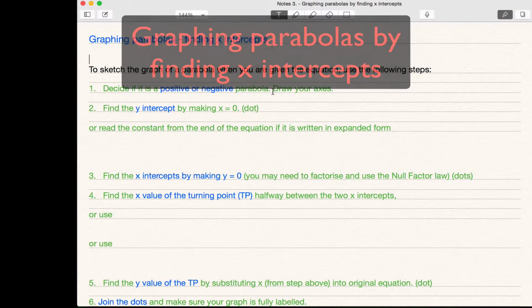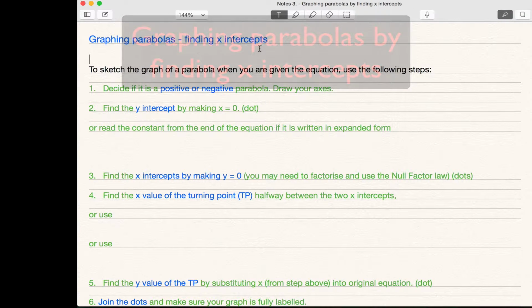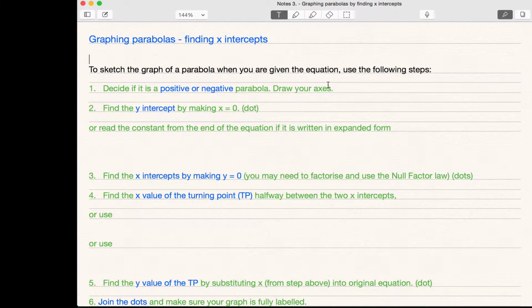Hello and welcome to our video on graphing parabolas by finding X-intercepts. Now I've got some steps down here in green that show you how to graph a parabola. I'm just going to read through these steps first and then we'll do an example together.